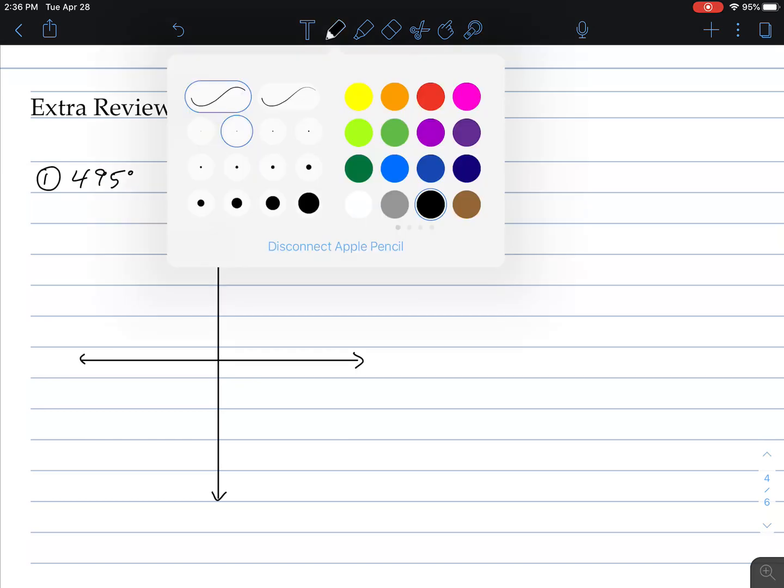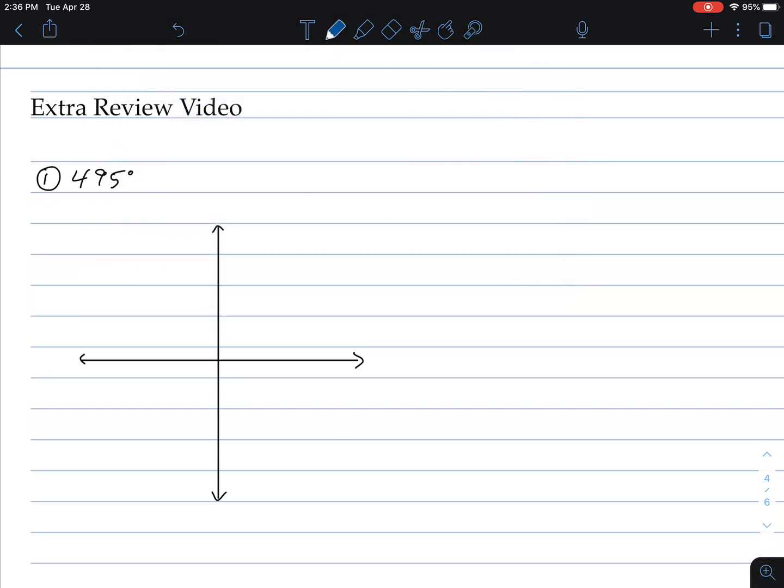So I know right off the bat that's at least one time around. Right, so I'm at least going one time around. I want to know how much more. So I'm going to say minus 360, which is 135. So now I know I go an extra 135. So I'm somewhere over here.